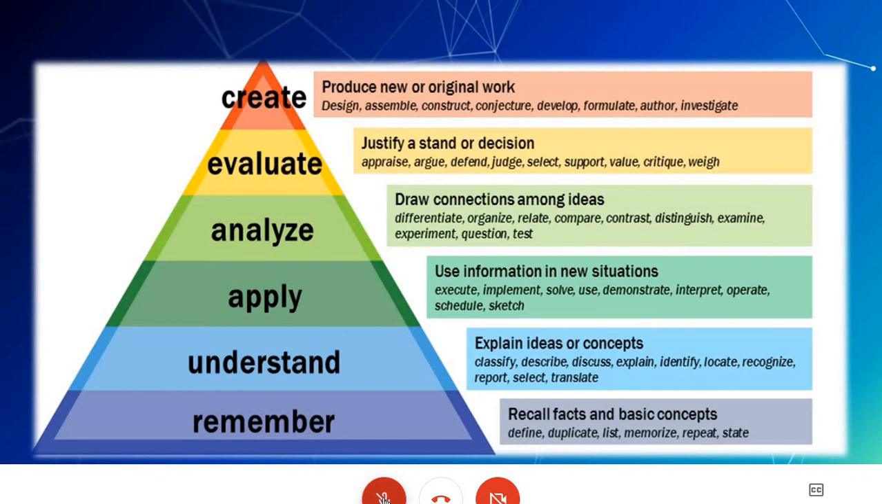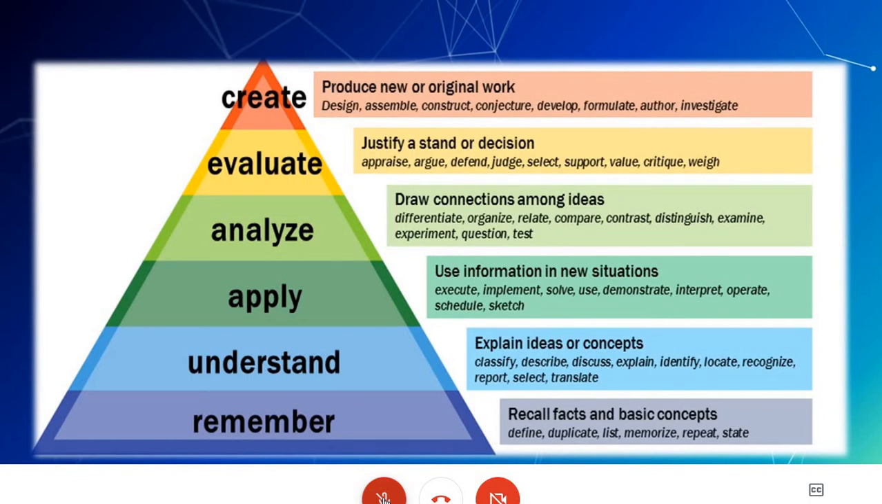problem, demonstrate, interpret, schedule, or sketch. The higher order thinking skill after that is to analyze. So in this case, they need to start drawing connections among ideas. So they can connect the new concept that you taught them today with an older concept that they learned before, or maybe start to analyze it or break it down into smaller information. So they can differentiate, they can now organize, they can compare and contrast.